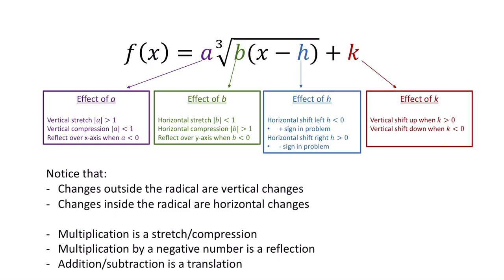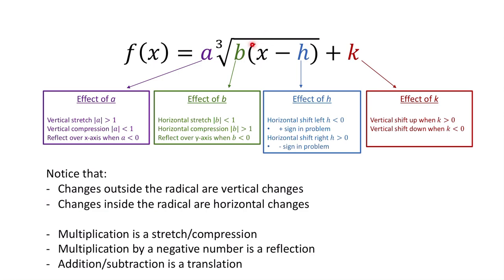B and h are on the inside of the root, so that means they're going to be horizontal changes. It's going to be a horizontal stretch when the absolute value of b is less than 1, and a compression when the absolute value of b is greater than 1. It'll be a reflection over the y-axis when b is less than 0.